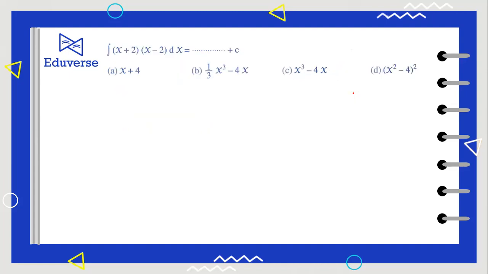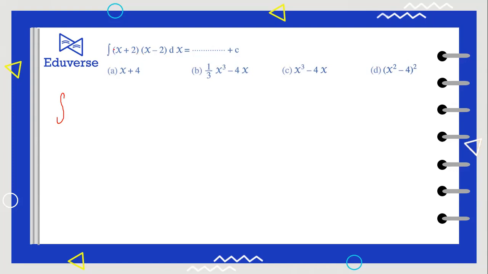Here, integration of the product of the two brackets. I can't find the integration of the product directly. Firstly, I must simplify this product. Okay, make a product first. X plus 2 and x minus 2, there are two conjugate numbers. I can find their product firstly.